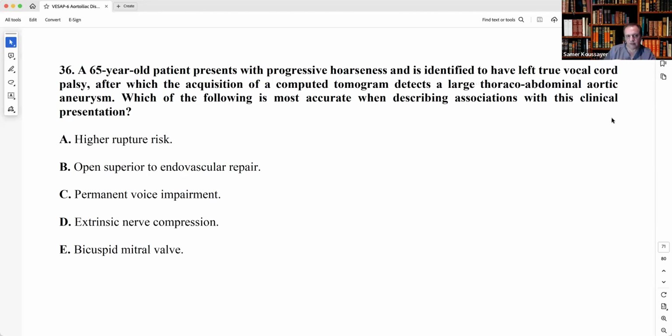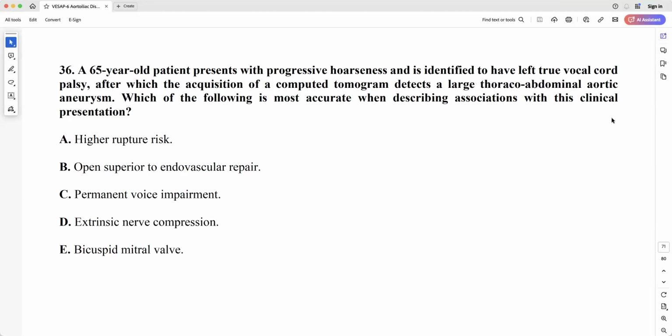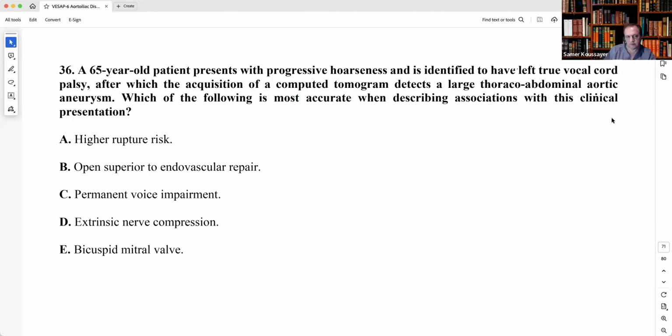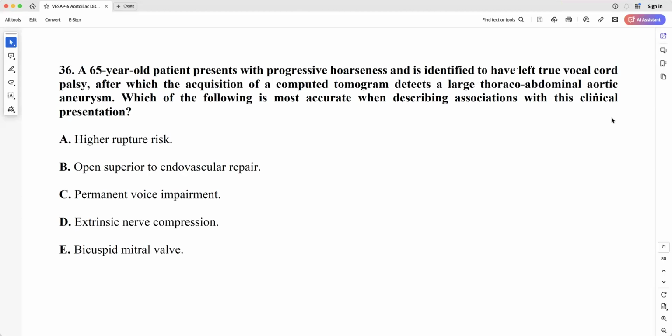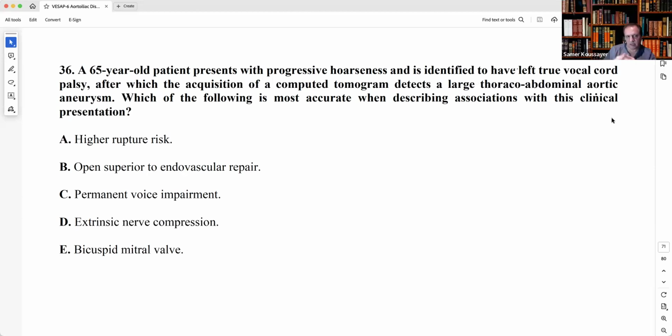Next one. The extrinsic nerve compression, correct. Yes. And then bicuspid mitral valve. This is a cause of aneurysm, but it has nothing to do with the hoarseness. The whole idea is that you have hoarseness with a thoracoabdominal aortic aneurysm. This is the question. If you have hoarseness plus thoracoabdominal aortic aneurysm, is any of these correct?